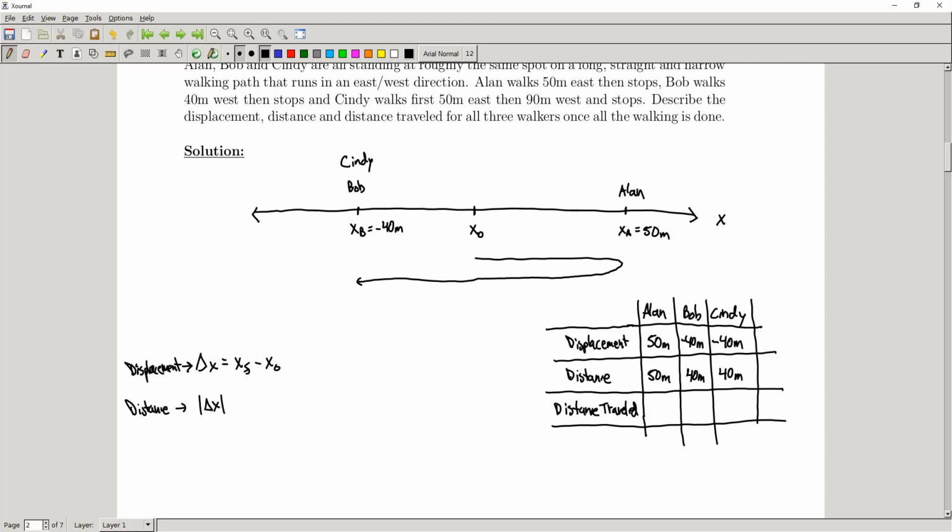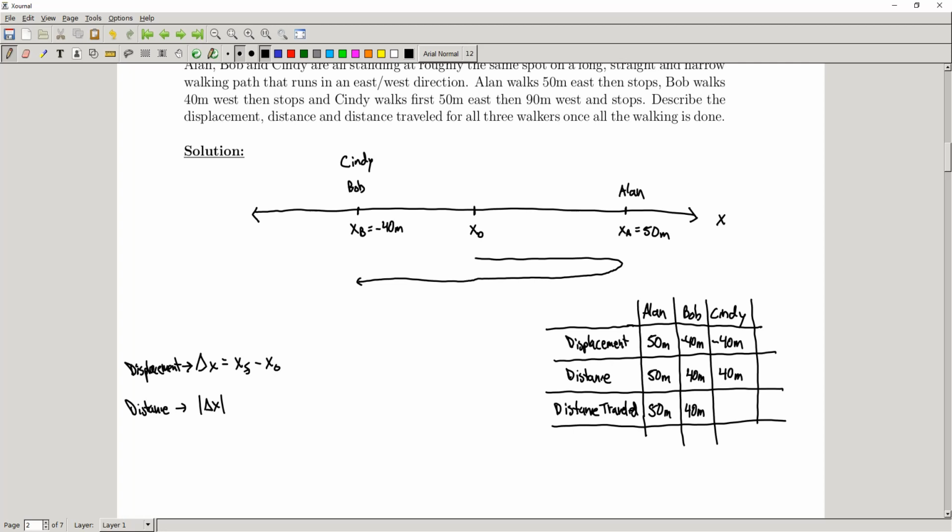And now finally, distance traveled. Distance traveled is just the total distance covered in getting to that final position. So for Alan, it's simple. He started off at 0, only walked out to 50 meters and stopped. So his distance traveled is just 50 meters. For Bob, same idea. He only walked 40 meters. He walked 40 meters in the direction of our negative x-axis here, and so his distance traveled is again just 40 meters. But in the case of Cindy, it's a little more complicated.